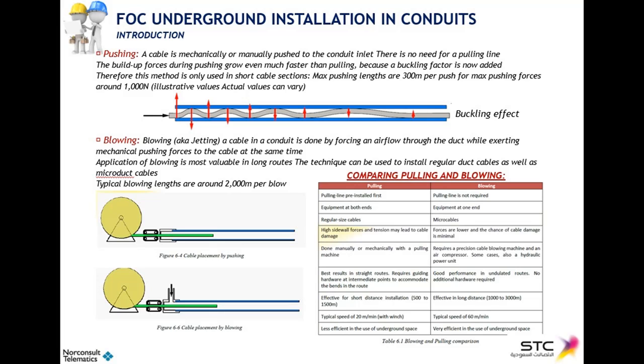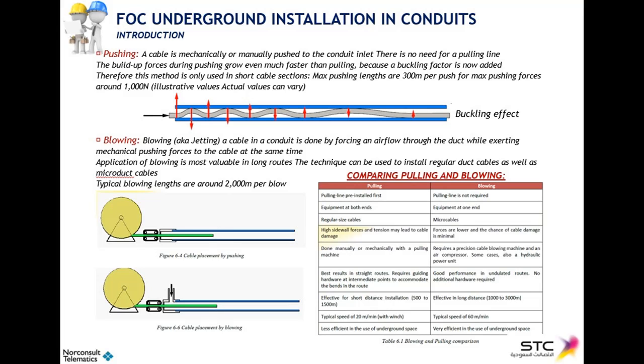The last installation method is blowing. Blowing makes use of a blowing force of insufflated air. Blowing makes use of additional machinery, producing the airflow injected in the ducts. So this is the typical installation method used for long distances and particularly for microducts and microcables.